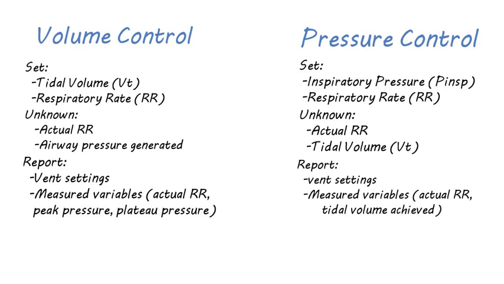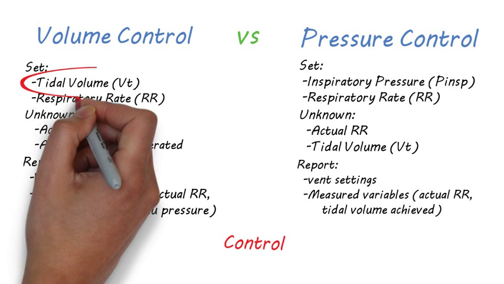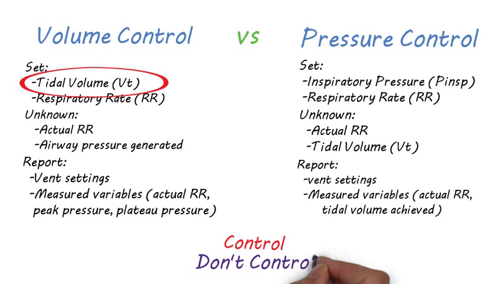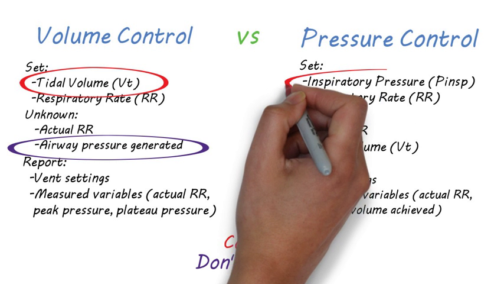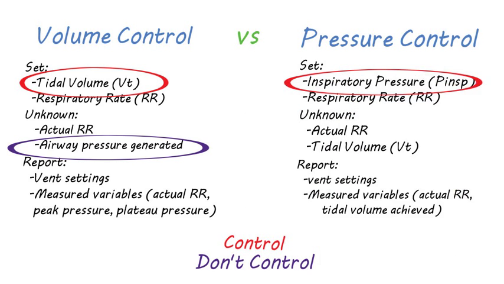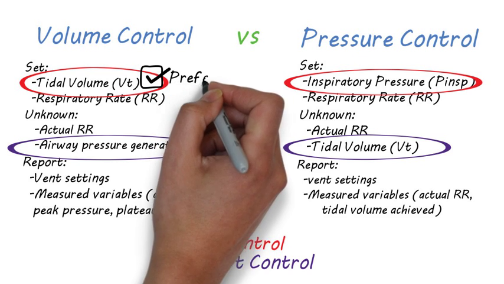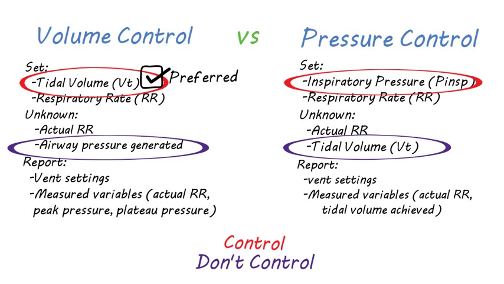In summary, for volume-controlled modes of ventilation, we have direct control over the patient's tidal volume, but we measure and don't have control of the airway pressures. For pressure-controlled modes of ventilation, we have direct control over airway pressures, which is our inspiratory pressure. However, we measure and don't have control of the patient's tidal volume. Generally speaking, we often prefer to have control over our patient's tidal volume and favor volume control modes of ventilation.